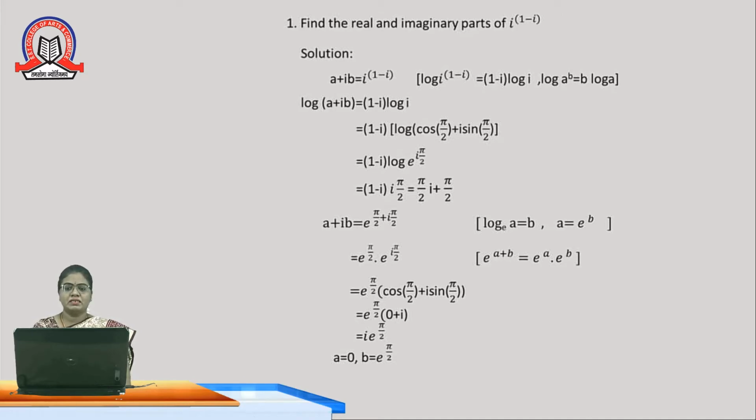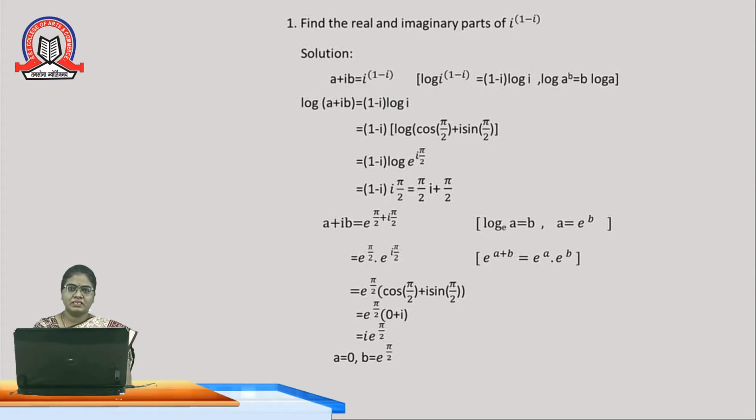Assuming i power 1 minus i equal to a plus ib. Taking log on both sides, log of a plus ib equal to 1 minus i times log i, using the formula log of a power b equal to b log a. We get the next step: 1 minus i into log of i, where i is cos pi by 2 plus i sin pi by 2. How? cos pi by 2 is 0 and sin pi by 2 is 1. We are writing i in the polar form of complex numbers.